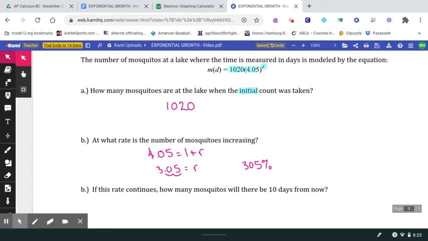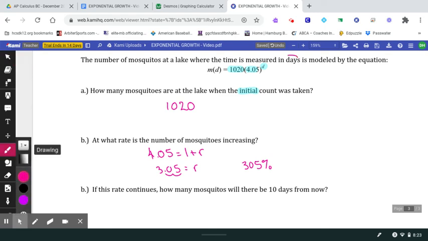If this rate continues, how many mosquitoes will there be 10 days from now? Well, the good news is they said time is already measured in days, so we simply need to substitute a 10 in. Do be careful, though. Sometimes they will change the units on you, and then we need to adjust accordingly. So we're going to say, using good notation, that M of 10 is equivalent to 1,020 times 4.05 raised to the 10th power. We'll test this out, see if you get the same answer as I do when we plug it into our calculator.